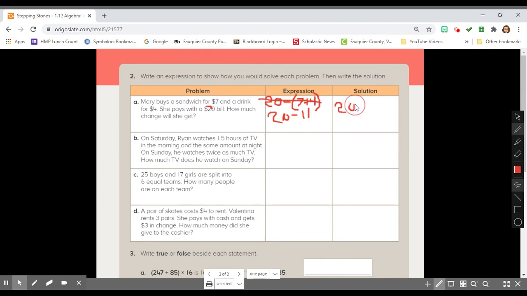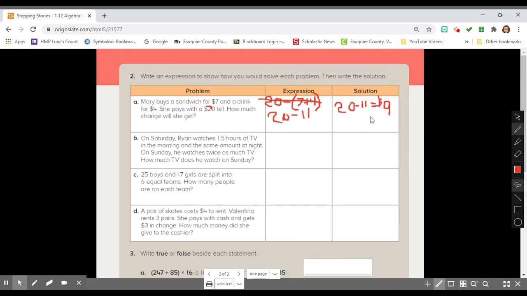20 minus 11 equals, I'm going to pause here and see if you can figure that out. 20 minus 11 is 9. So how much change will she get? She'll get $9.